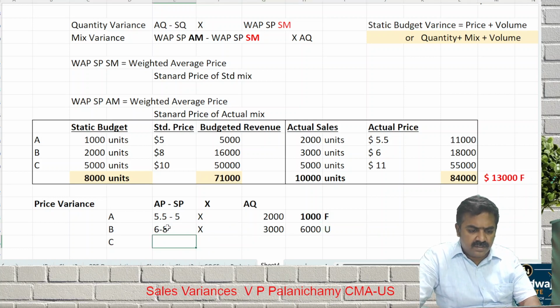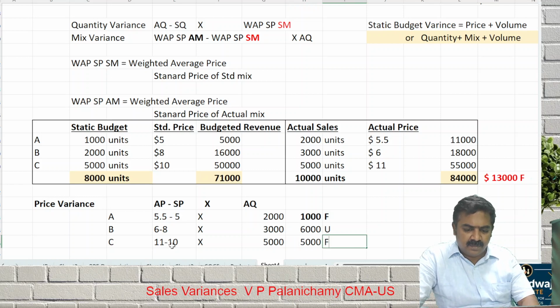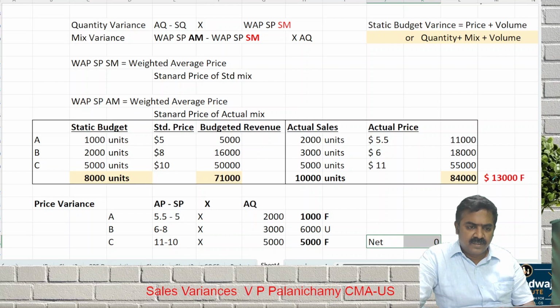6,000 unfavorable. 11 minus 10 into 5,000 units. 5,000 favorable. Net, it becomes what? 0. 1,000 favorable, 5,000 favorable, 6,000 adverse. Two products give a favorable variance to us and one product is an adverse variance to us. So net is 0. So net price variance is 0.